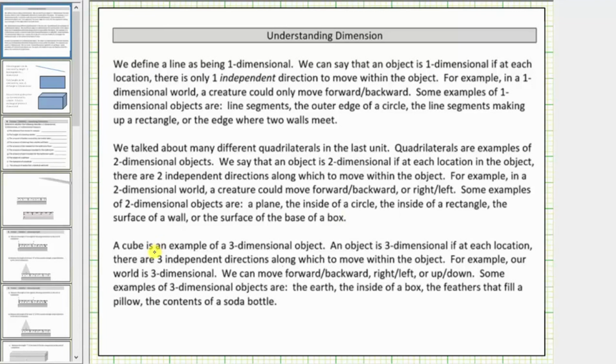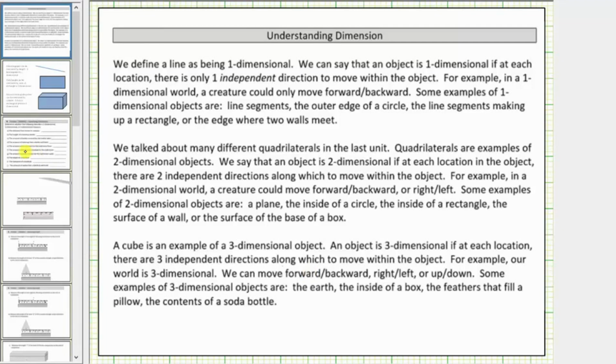And finally, a cube is an example of a three-dimensional object. An object is three-dimensional if at each location there are three independent directions along which to move within the object. For example, our world is three-dimensional. We can move forward or backwards, left or right, as well as up or down. Some examples of three-dimensional objects are the earth, the inside of a box, the feathers that fill a pillow, or the contents of a soda bottle. Notice all of these objects can be measured by volume.